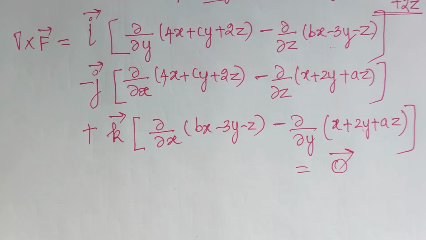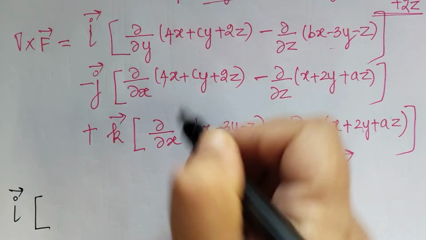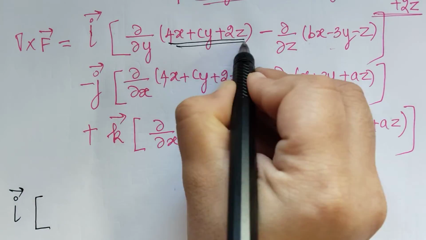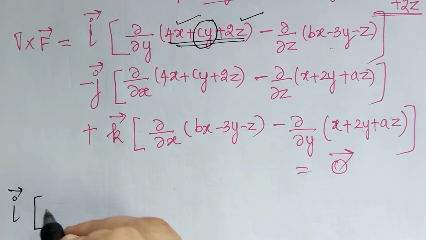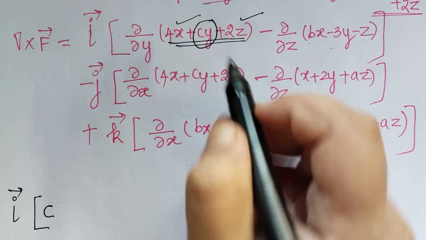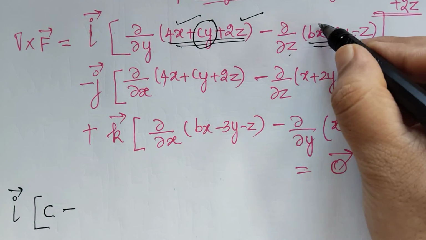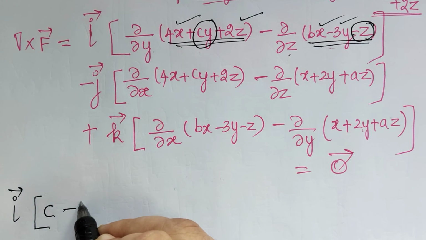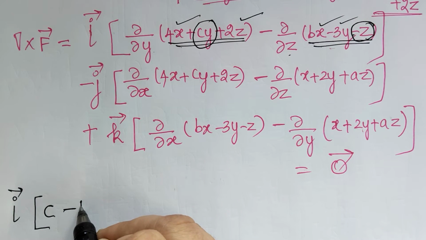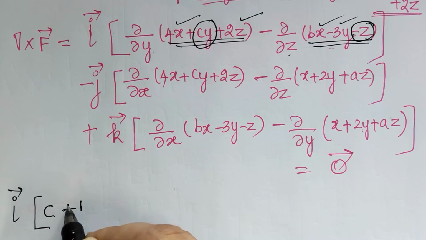So on simplification, first we have i vector multiplied with, so what is the partial differentiation of this with respect to y? This will become 0, this will become 0. So here alone we have y, so it is c into 1, so c, minus partial differentiation of this with respect to z. This will become 0, this will become 0. Only this will be there, so minus 1. So c minus 1, and already we have a minus here. So minus into minus will become plus.